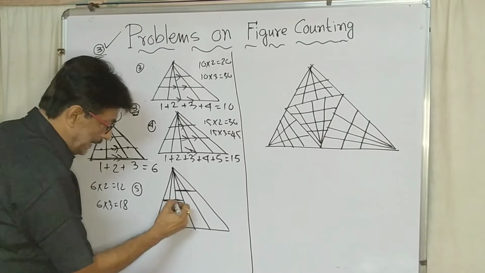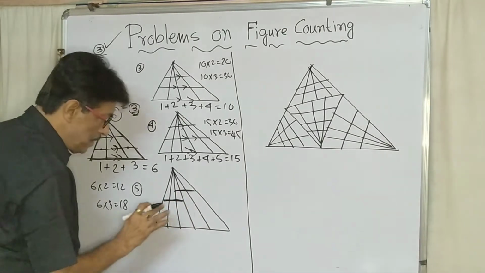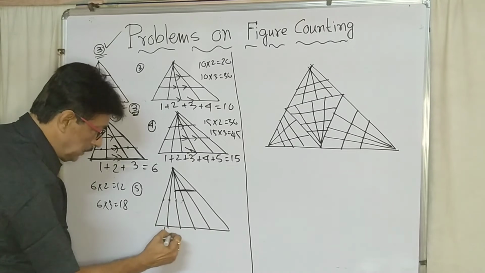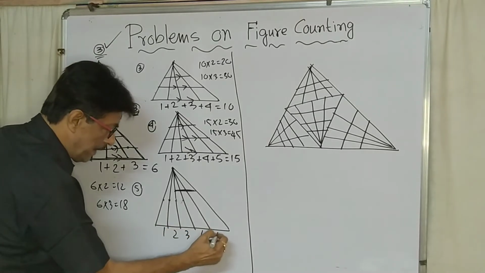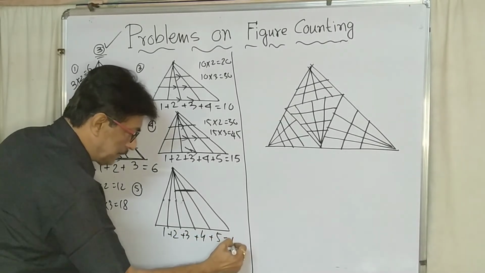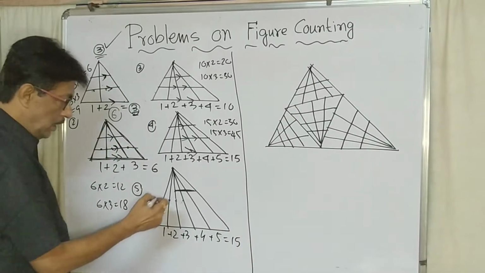Neglect this line and this line. If I neglect this line and this line, we have 1, 2, 3, 4 and 5. If I add all the numbers, the total is 15 triangles. Now leave it.